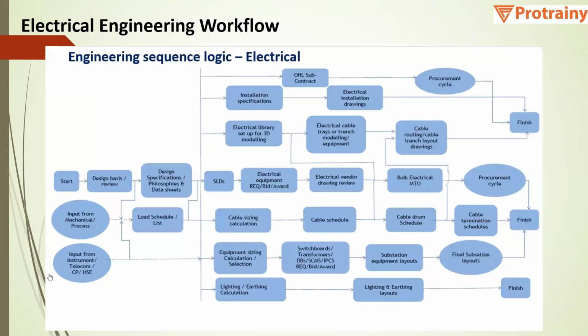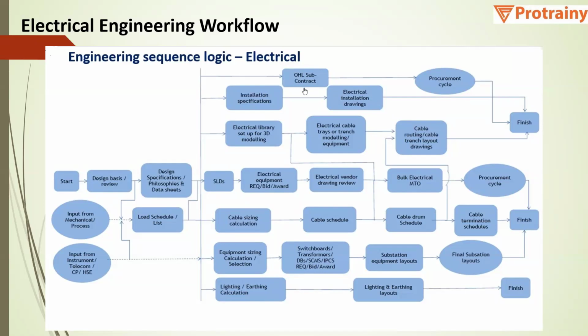This is also a logical sequence for electrical and its dependency with various disciplines. First will be the electrical design basis, then the design specification, philosophies and data sheet, and then from mechanical and process we'll be having the mechanical equipment data sheets. From there we'll be getting the load list. Then both will lead to the single line diagram. Based on the specification, we also have the electrical library setup for 3D modeling and installation specification. Based on the installation specification, electrical installation drawings will be prepared.